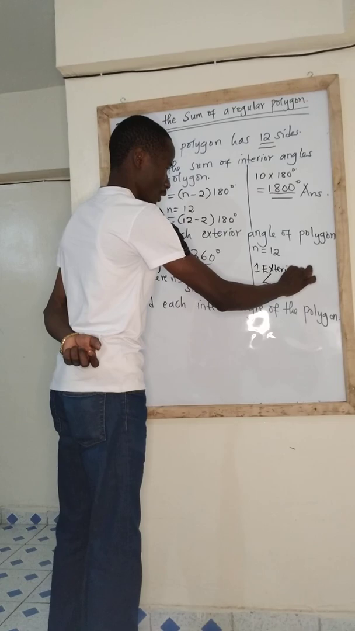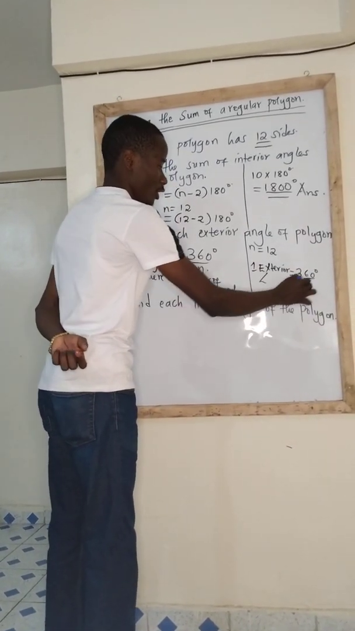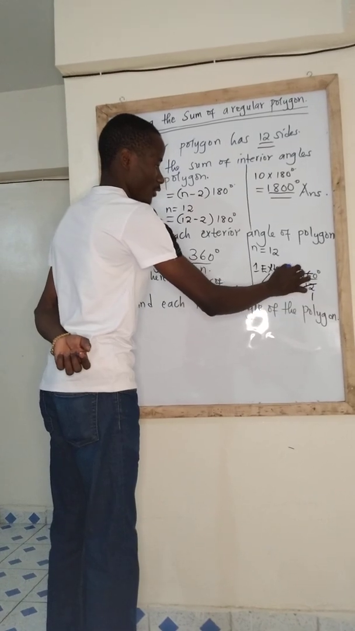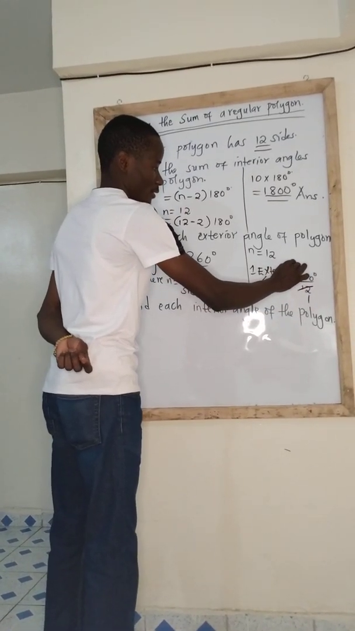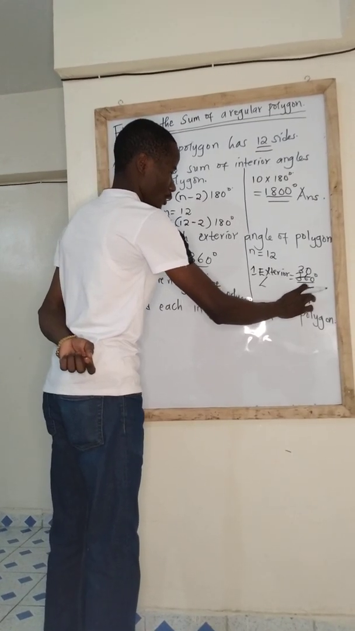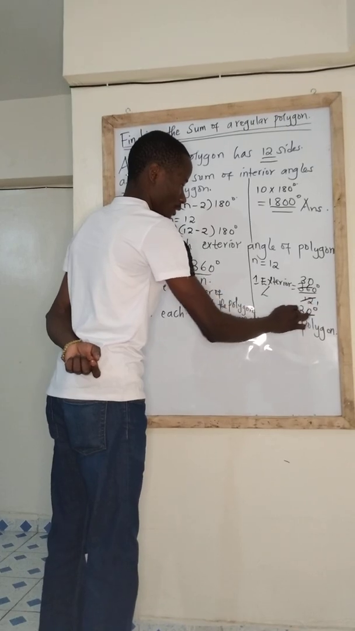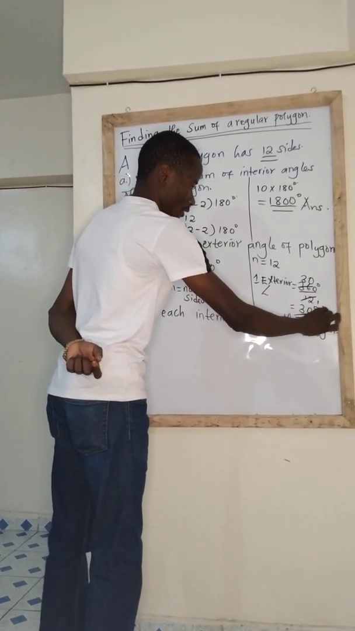Then one exterior angle will be equal to 360 degrees divided by 12. 12 into 36 is 3, then 0, that is 30. So one exterior angle is equal to 30 degrees. And this becomes our answer.